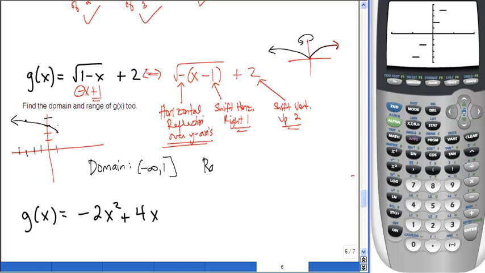Then for the range, we want to think up and down. So how low does this graph go? It doesn't go any lower than a height of 2, and it actually hits that 2 with a solid dot, so I want to use a bracket. And then the graph slowly rises up from there and keeps going. So this is going to go to infinity. So there's our domain and our range.